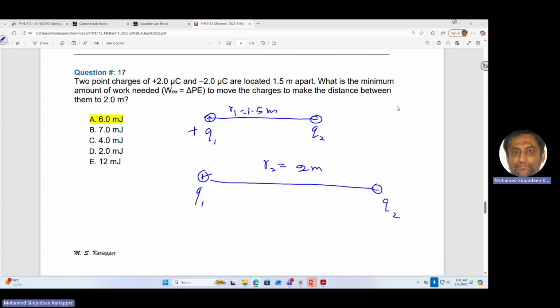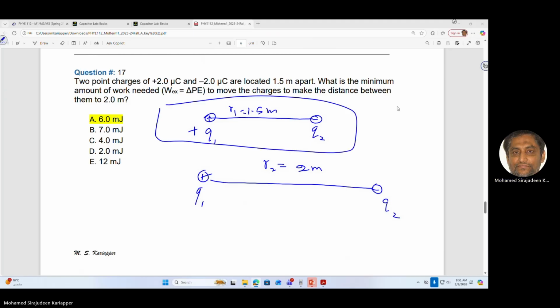No. This is initial. Then it is like this initially. We don't do anything. It is there. Okay. Now I have to separate them. To do that, you have to do work, or it will do it by itself.